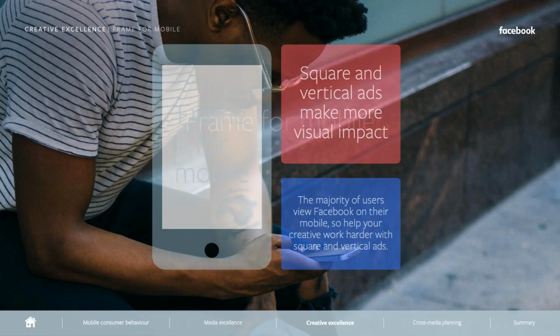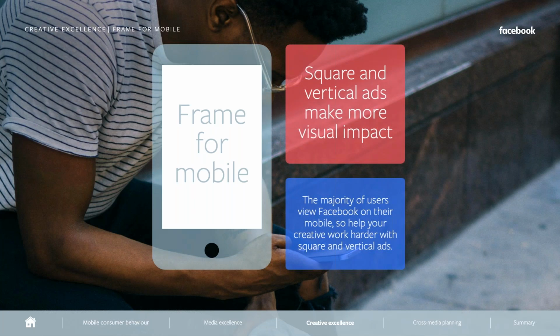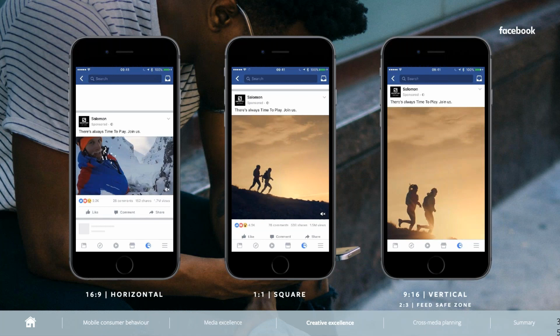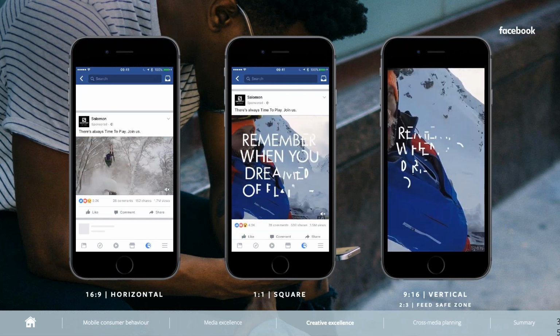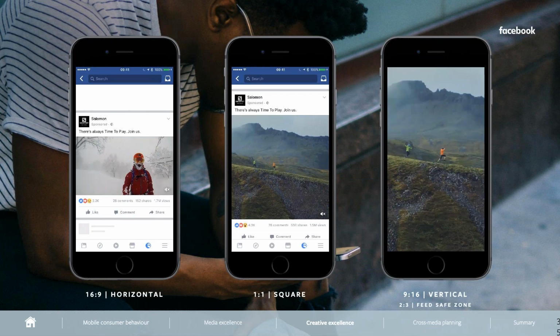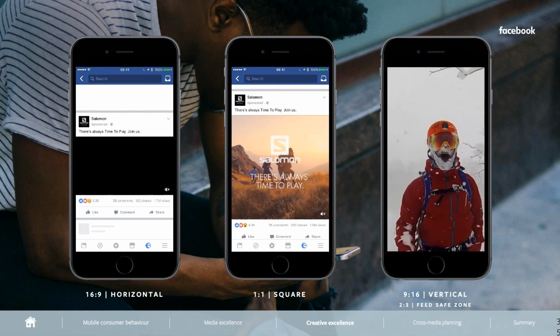Frame for mobile. Since the majority of people use Facebook and Instagram on their mobile phones, it's important to run ads that utilize as much of the screen as possible. Simply put, help your creative work harder by creating ads that are vertical or at least square. Here's a campaign from Salomon that runs the same creative on 3 different canvases, making it really easy to see how much more attention you get by running with larger formats.